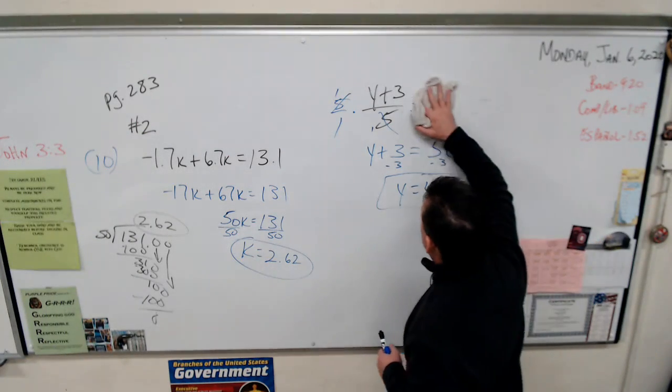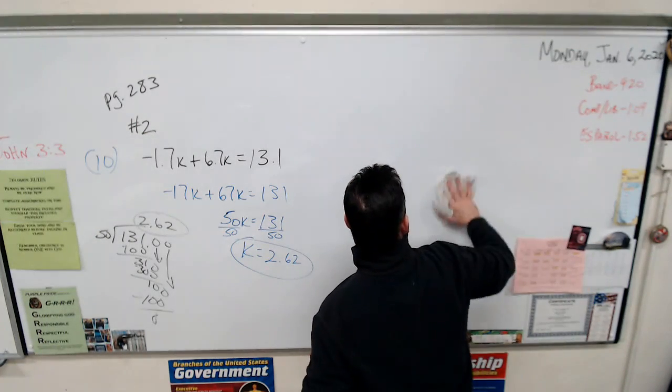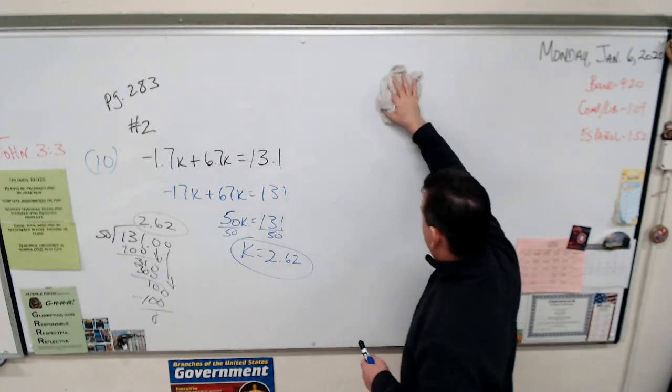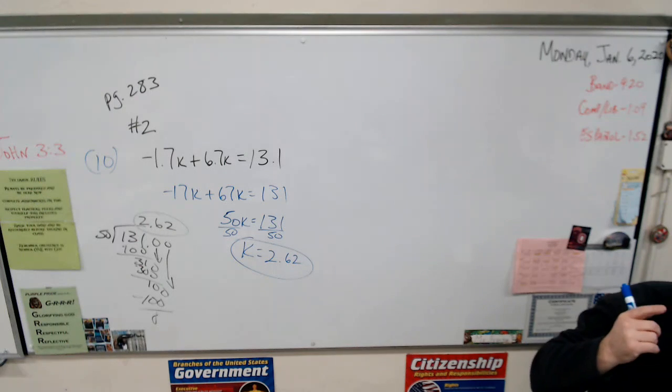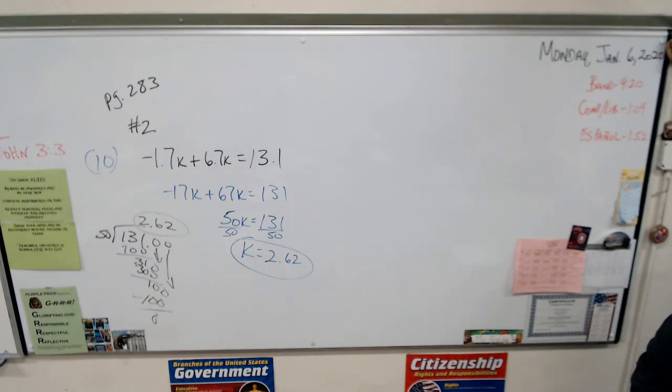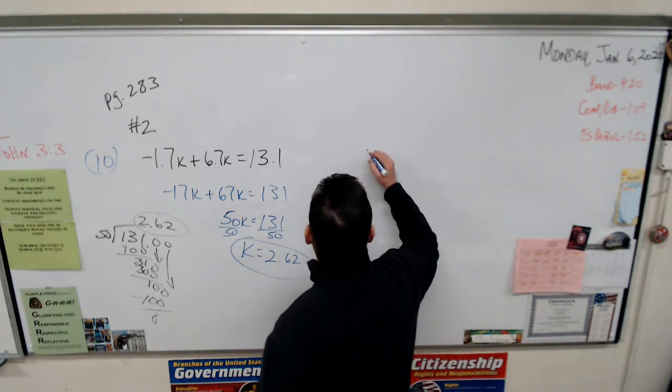Number three. See if you can be done with three before me. Let's see. Shall we? Let's go, Zacchaeus. 1.2n minus 0.2. Okay, this one's going to be a little more complicated. 1.2n minus 2.2.